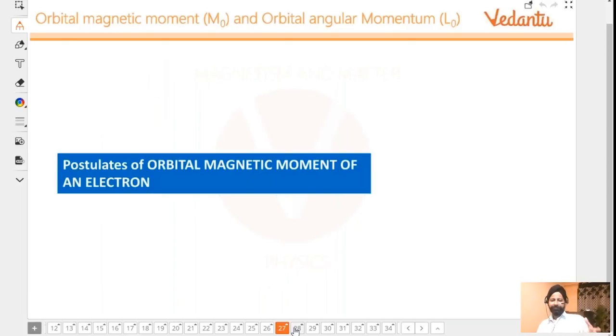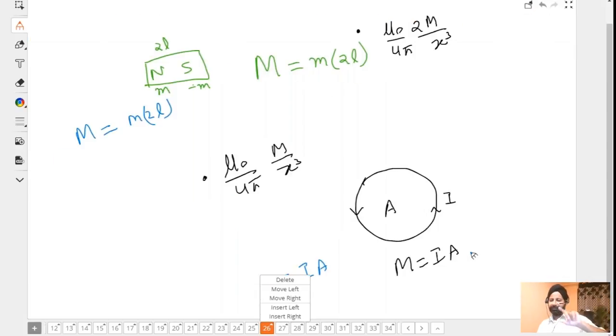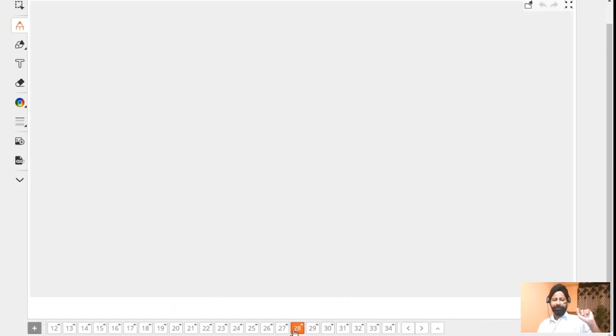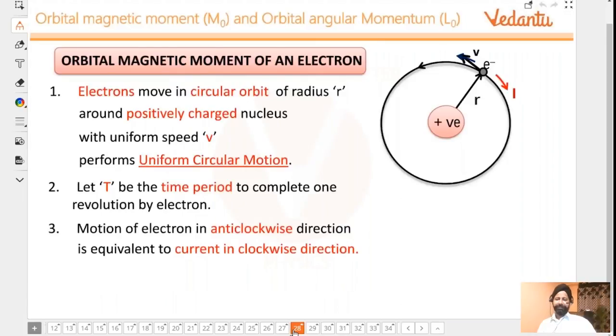Now, postulates of orbital magnetic moment of an electron. So we were talking of current as in current I: 5 amperes, 2 amperes, 1.39 amperes. Now we'll go to the minute level of an electron, how the electron behaves. There is an orbit, and for students who have done quantum mechanics, I don't know how many of you are interested, I'm fascinated, I really like that.